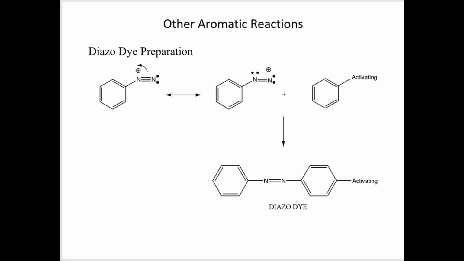There are other aromatic reactions that we can use, and an important one is forming a Diazo dye. A Diazo dye is a compound that has a benzene ring attached to an N double bond N with another benzene ring, and typically it has an activating group on the other side. This is a basic structure of a dye that you can use to dye fabrics.